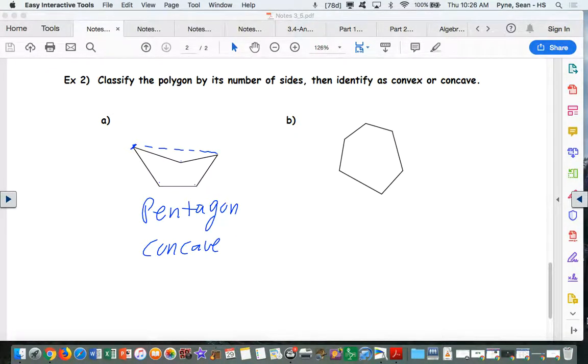Okay. Next one. I'm going to mark a starting point. It's always how I do it. I'm going to count my way around it. 1, 2, 3, 4, 5, 6. Hexagon. All right. Concave or convex? Convex. Very good. All right. Any questions so far?